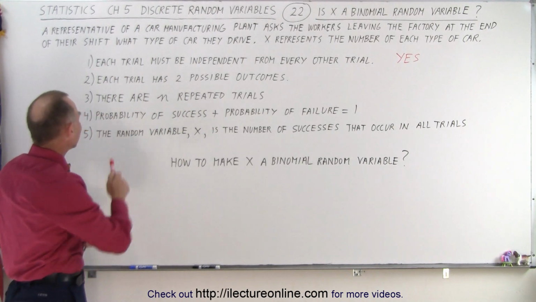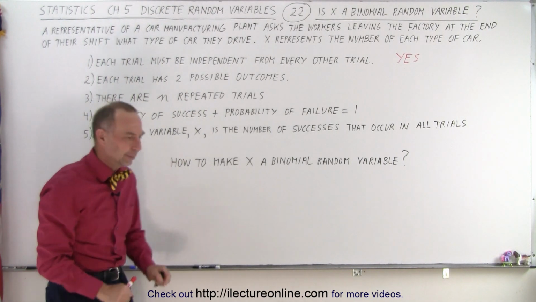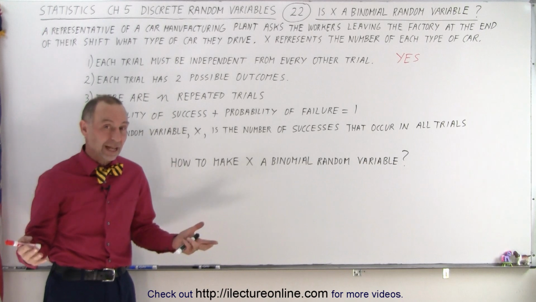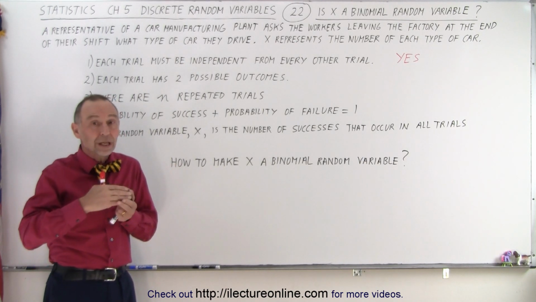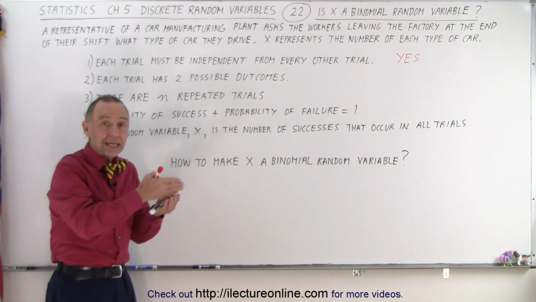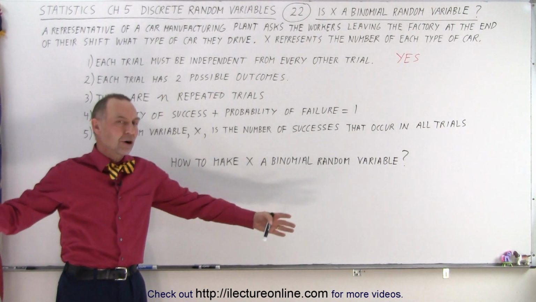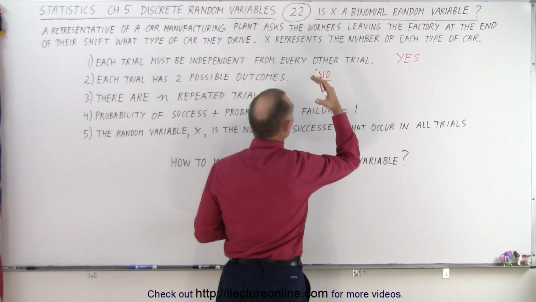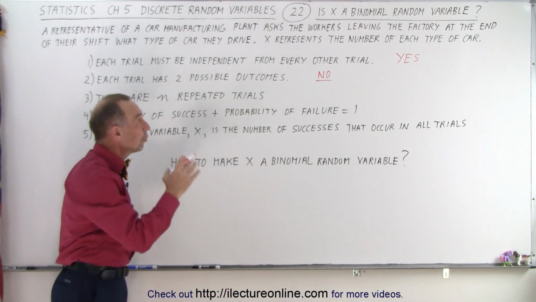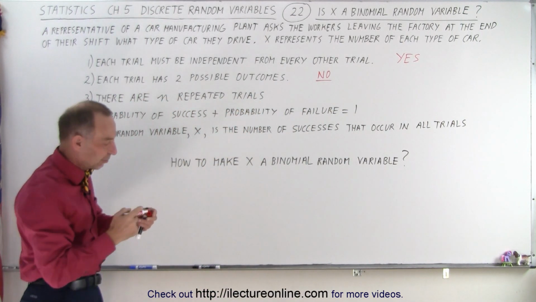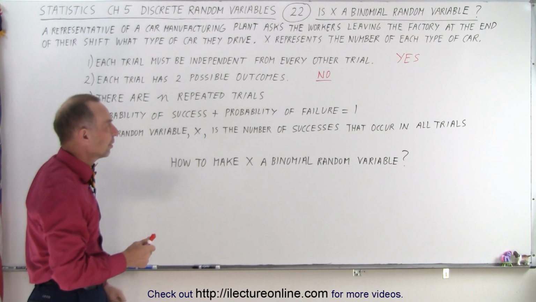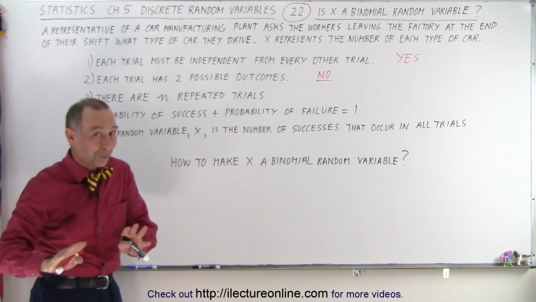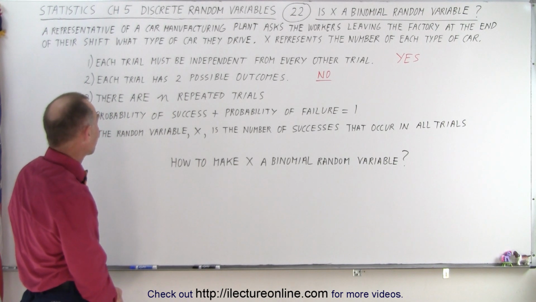How about the second condition? Each trial has 2 possible outcomes. Now here we have a problem, because there are many different types of cars. So that means there are more than 2 possible outcomes: the car that we make in the manufacturing plant, plus many other brands of cars that employees could be driving. So in that case, it does not fit the bill. In other words, no, we're not dealing with a binomial random variable, because there are many different possibilities of different kinds of cars that could be driven. So it's definitely not a binomial random variable. Of course, the question at the very end kind of gives it away that we weren't dealing with a binomial random variable.